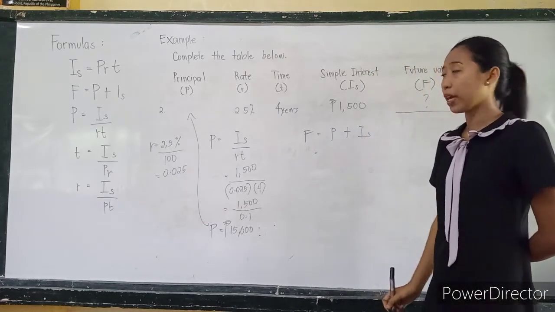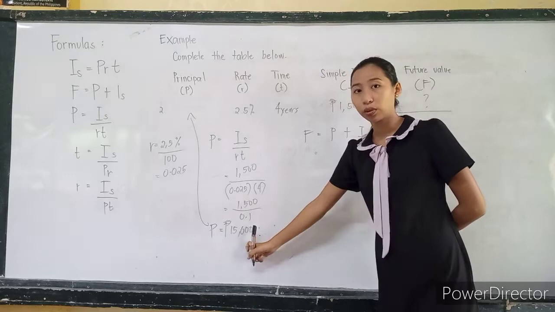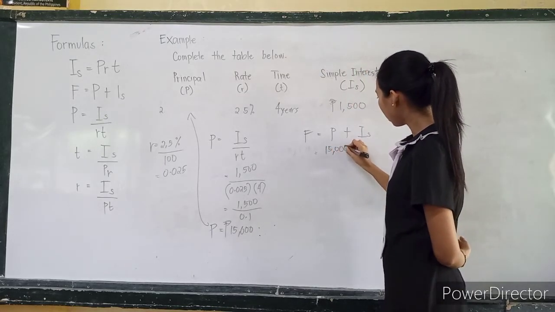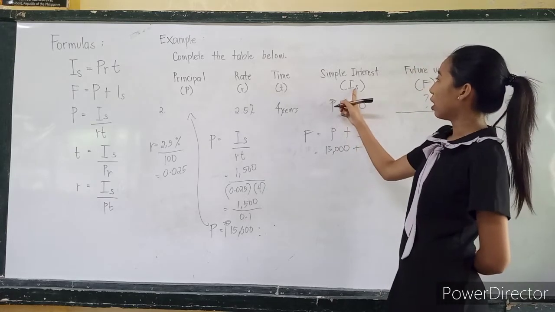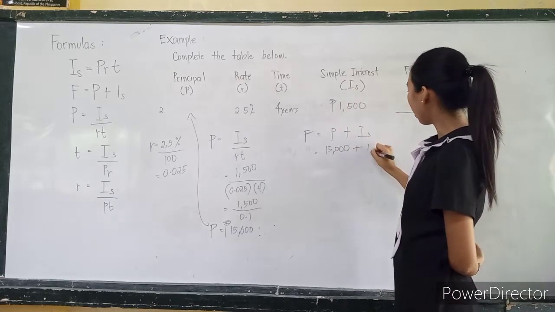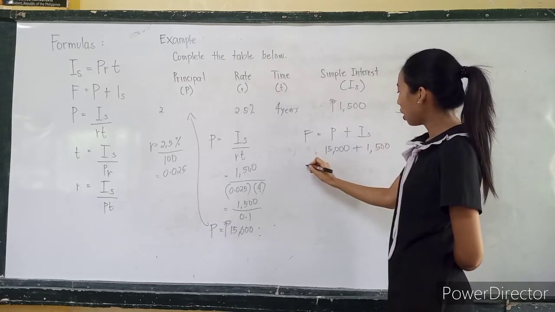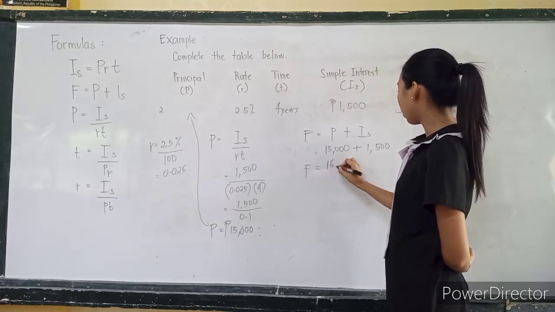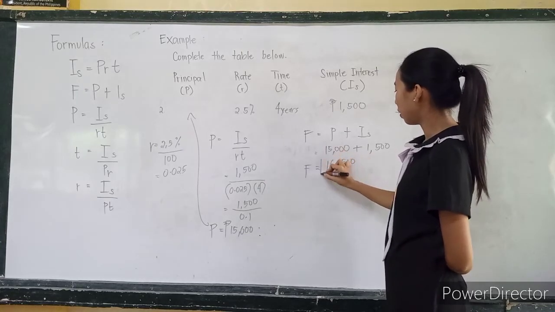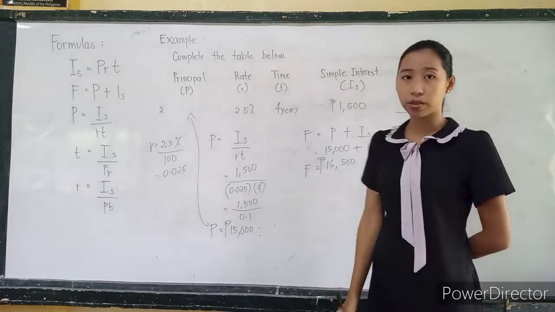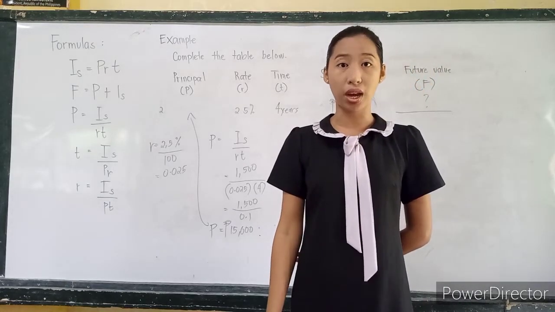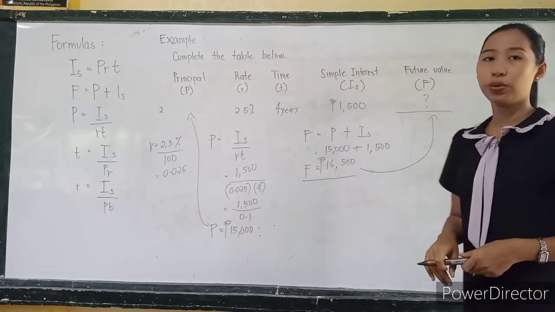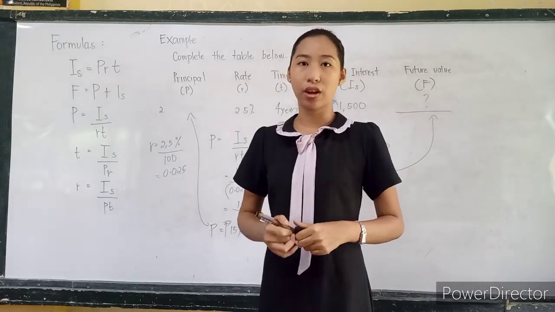Okay? So, we have now your P. P is equal to, itong isong pagwala, which is 15,000 pesos. Atong i-add sa imuhang IS, which is 1,500. Our future value now is 16,500 pesos. Do not forget your peso sign because we are dealing with money. Okay, so that is your answer to your last blank on the table.